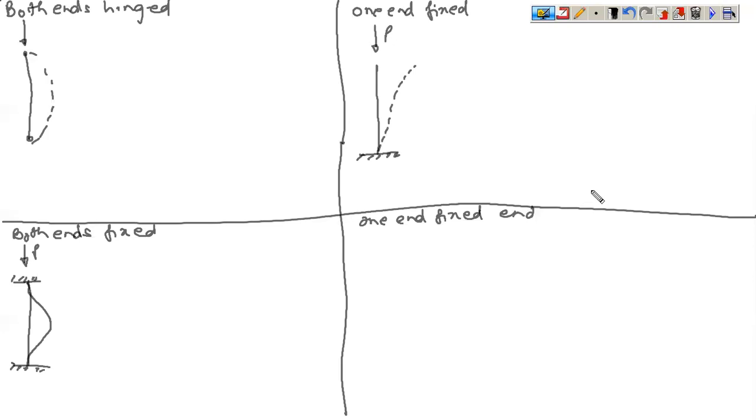And the last one is one end fixed, other hinged. So this is your column. You have an axially compressive load here. And this is your buckling pattern.